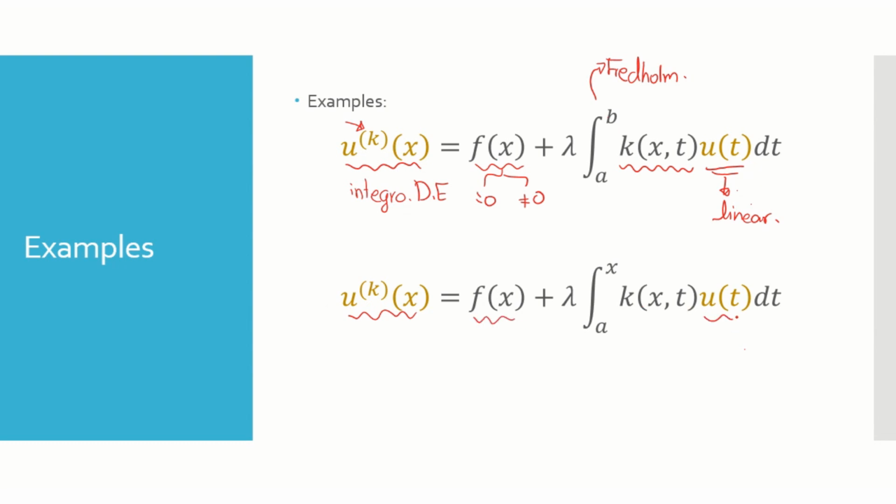In the second example, we can see that this is the same as above, and this is the same, and this is 2, then it's linear, and it's an integro-differential equation. Nothing about the homogeneous. Looking at the only difference, we find that the upper limit of the integration is variable, then it's a Volterra integral equation. If one of the limits is variable, at least one of them is variable, then it's a Volterra integral equation.